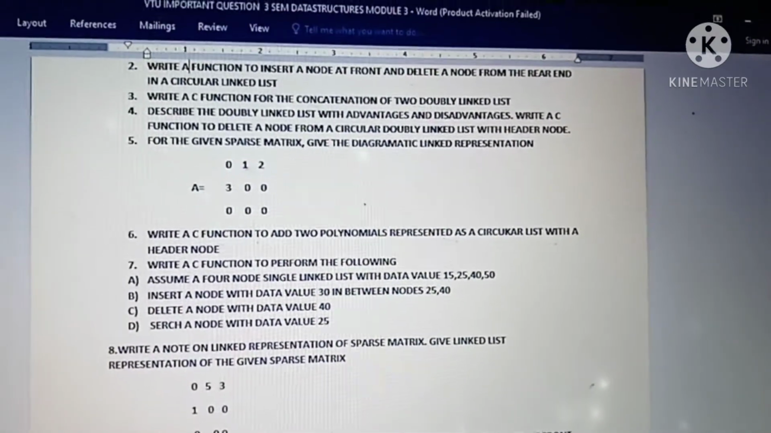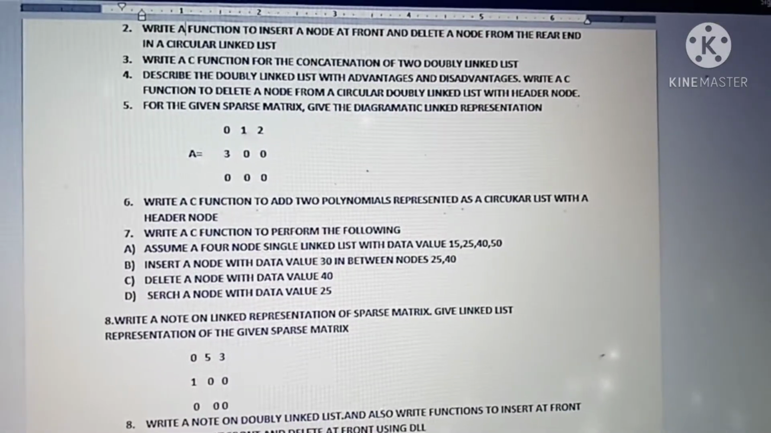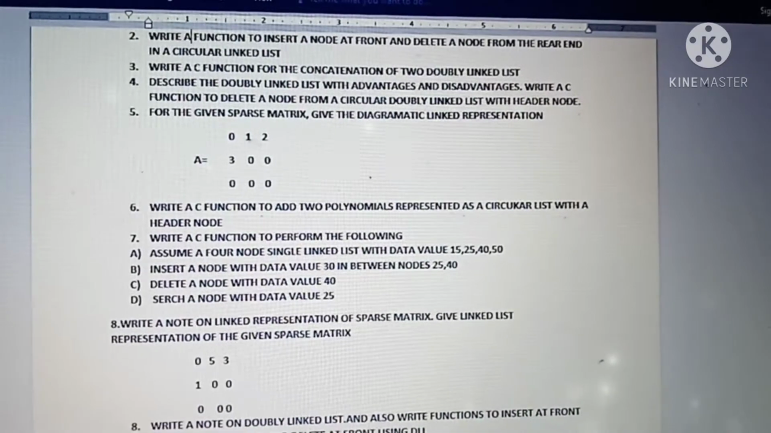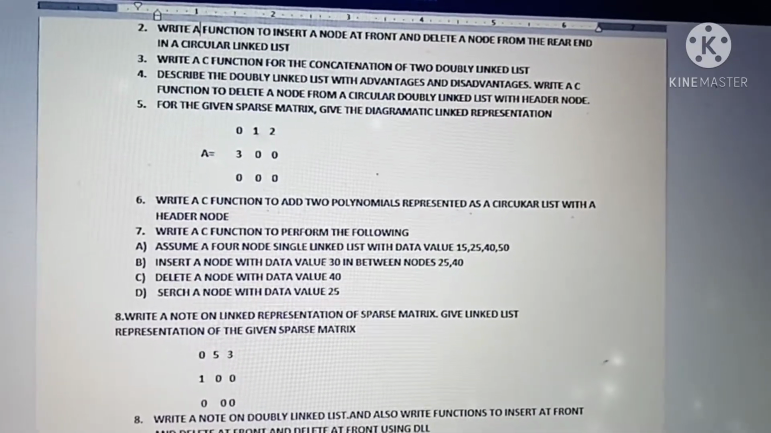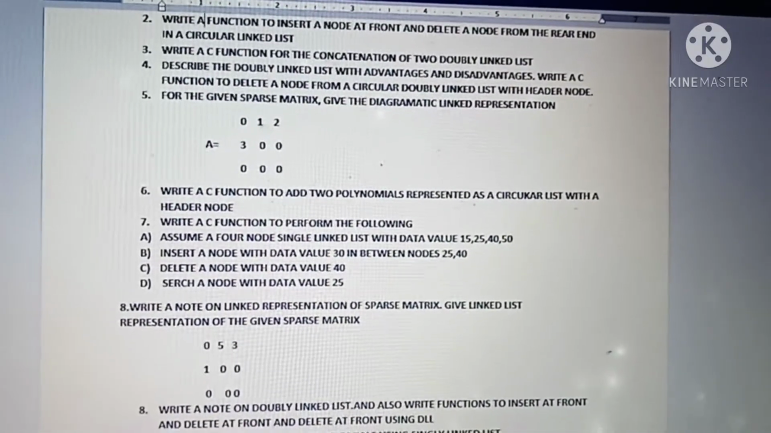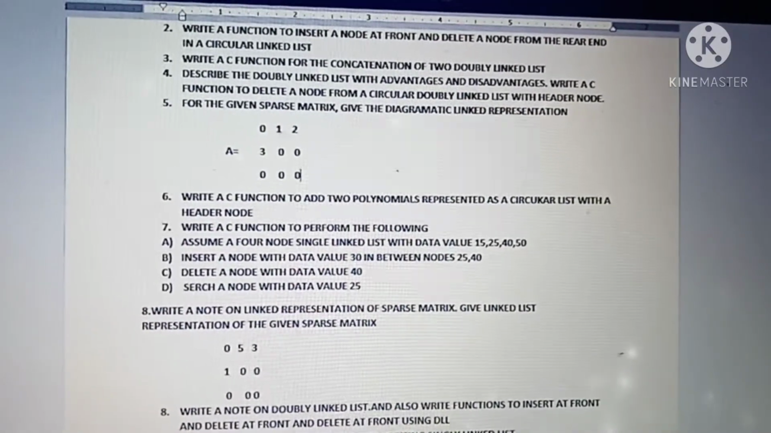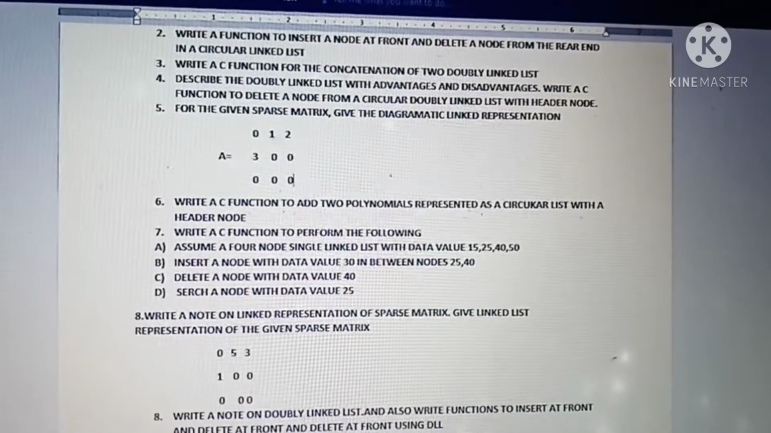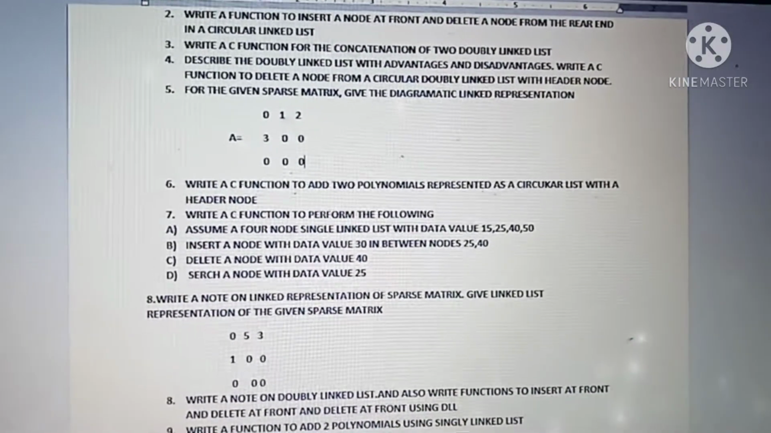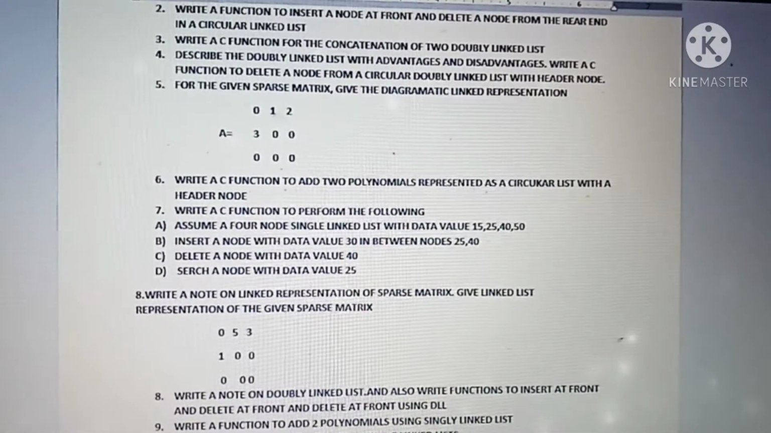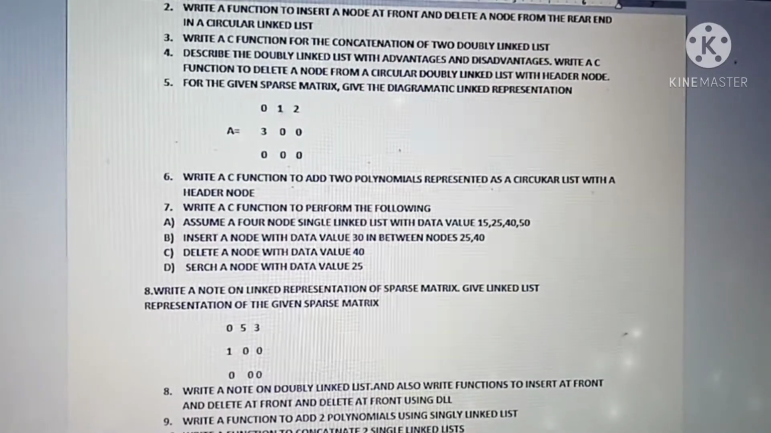Question number 4. Describe the doubly linked list with the advantages and disadvantages. Write a C function to delete a node from a circular doubly linked list with a header node. Then, what is a linked list with a header node? Question number 5, sorry.